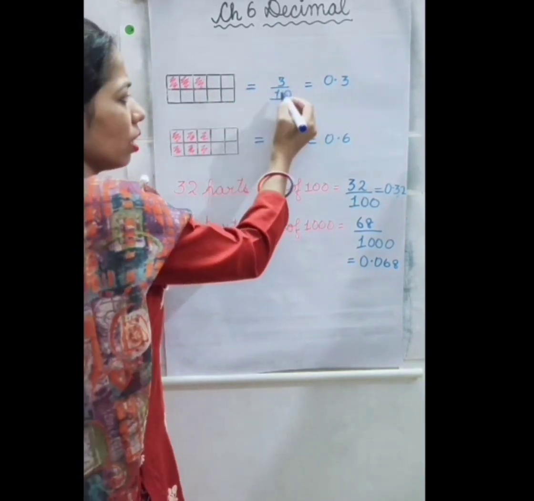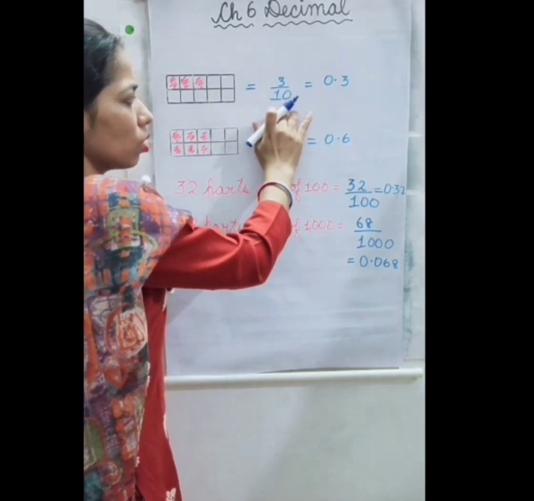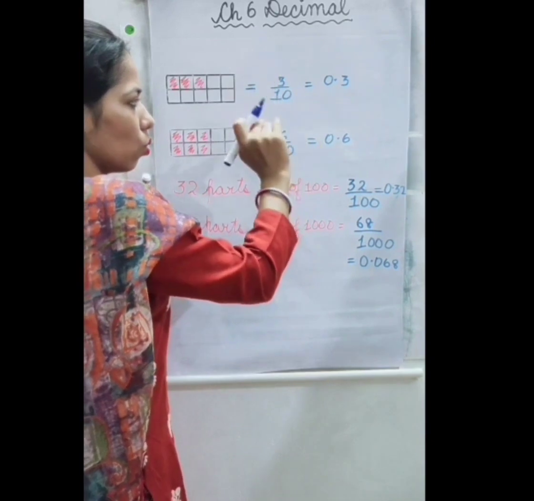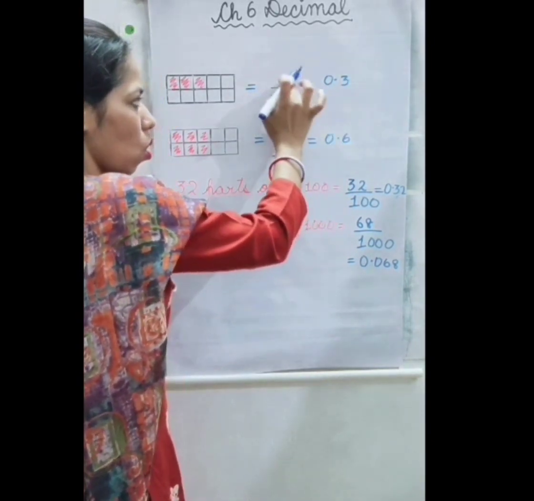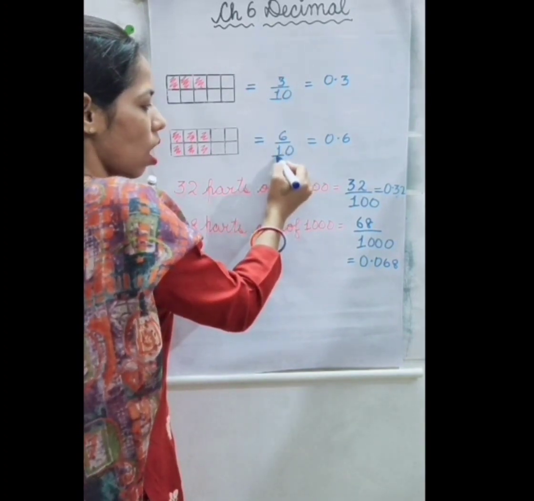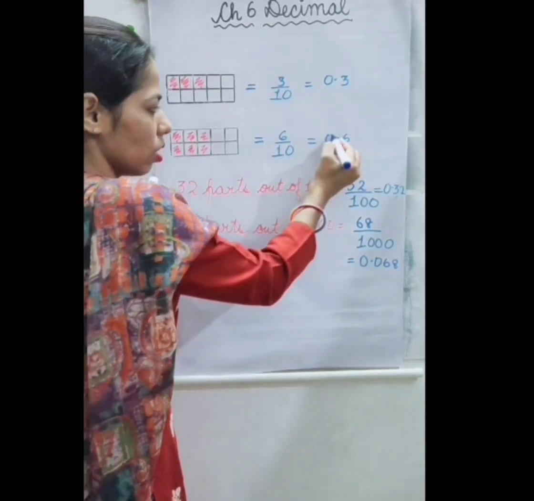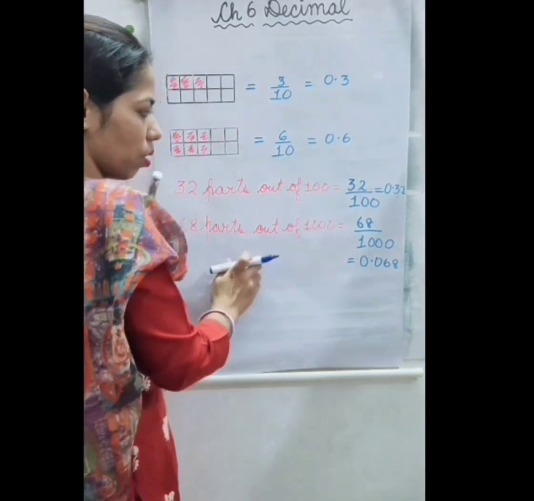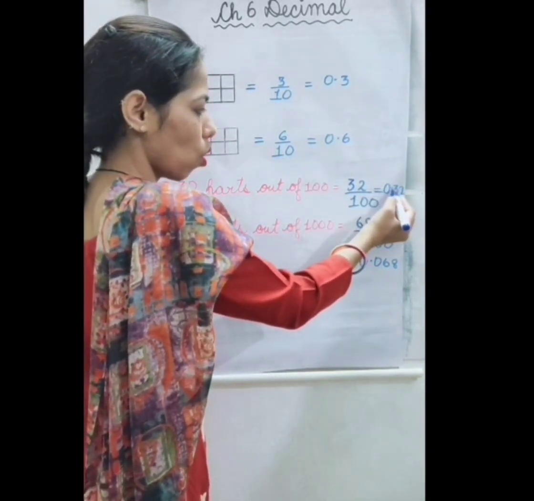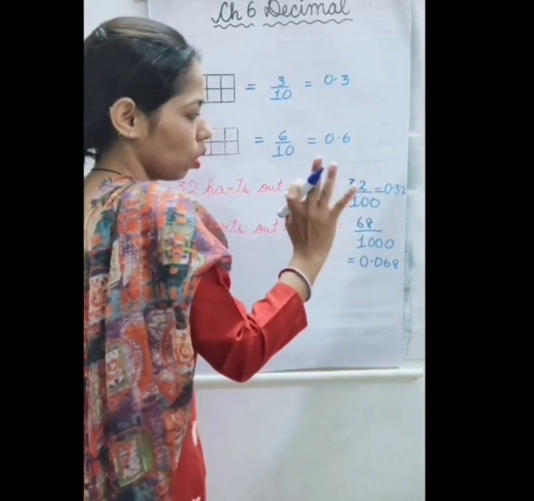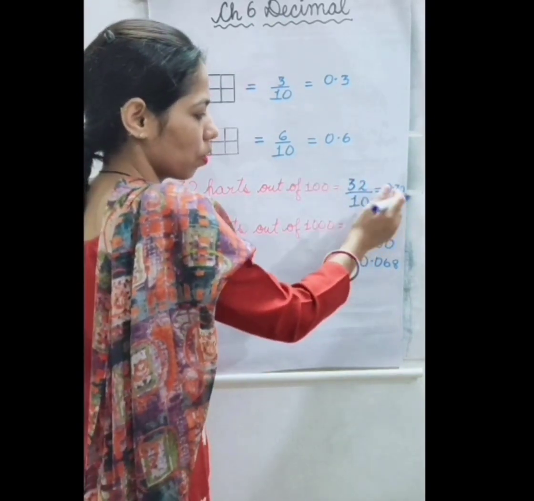Here you can see one thing. See, after this 1, how many zeros are there? One 0 is there. So after the decimal, only one digit will come. Here also, after 1, only one 0 is there, so after 0 point, only 1 digit will come. Here, after 1, 2 zeros are there, so after the decimal point, 2 digits will come.